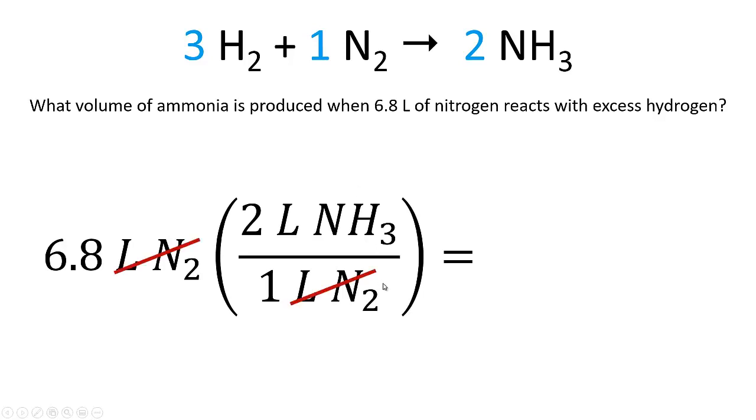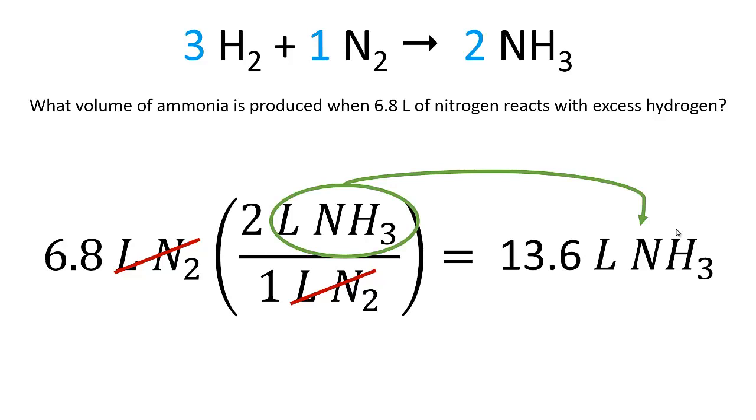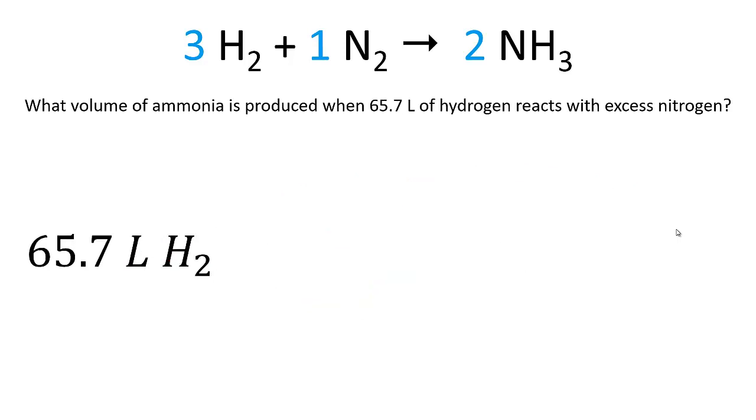But then your denominators need to cancel out, and the number in the numerator becomes the numerator in our answer, and then we just multiply across. 6.8 times 2 gives us 13.6 liters.